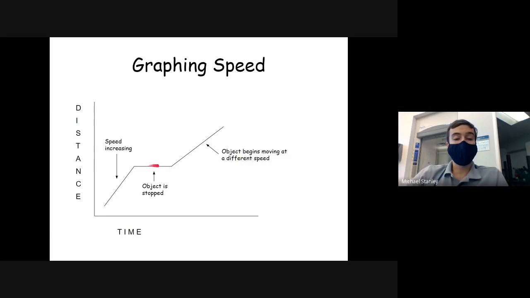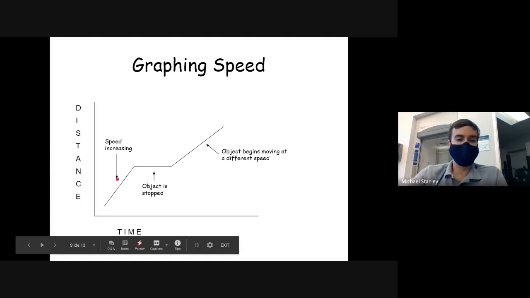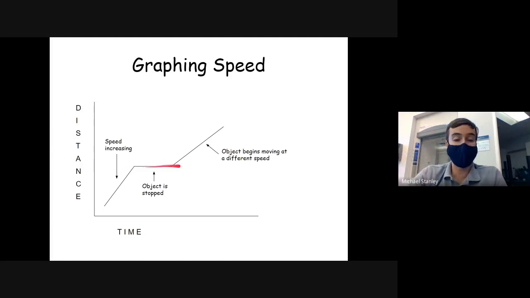Then when the line goes flat, that means that even though time is going on, there's still seconds ticking away, the distance is not changing. So this is what happens when your object is stopped. If something is not moving, the distance is going to stay the same. It's not going to be covering any more distance, even though time is still ticking on. So imagine that you're traveling at a certain speed, but you come up to a stoplight and you have to slam on your brakes. You sit there for 10 or 15 seconds or so, not moving at all. And then eventually the light turns green, and so you can start going again.